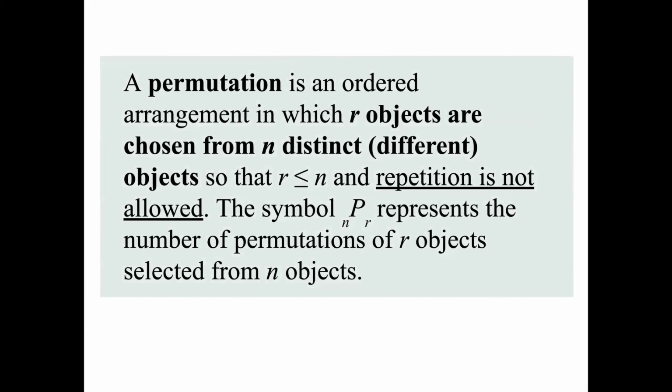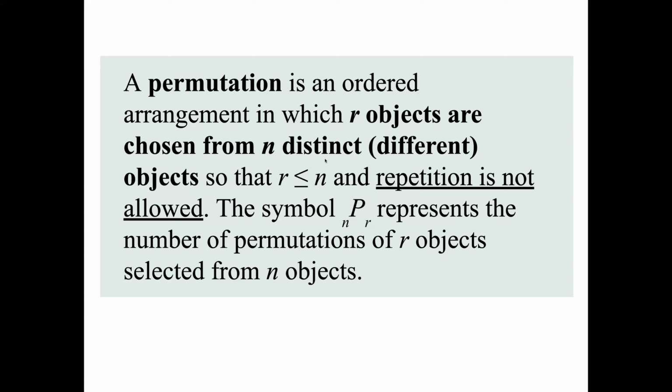So here's the definition of permutation. And the key thing is underlined here. Repetition is not allowed. So the way we say this, a permutation is an ordered arrangement in which r objects are chosen from n distinct different objects. And r always has to be less than or equal to n by definition. And repetition is not allowed. Okay, you can't repeat things.